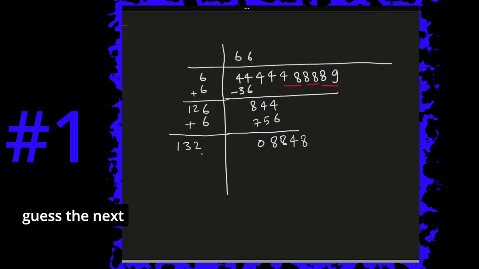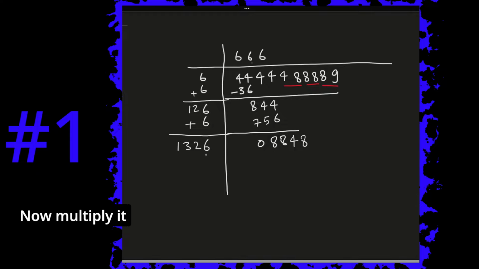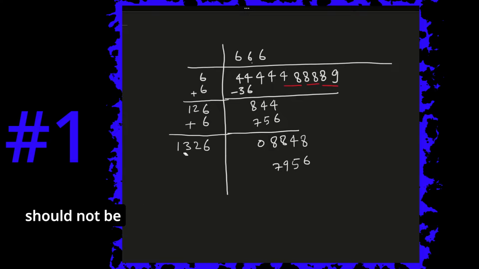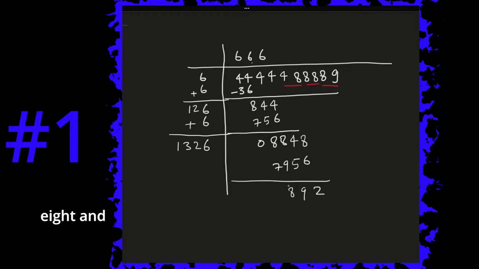Okay, now let's guess the next number and put it right here. Let's guess 6. Now multiply. 6 sixes are 36, 3; 6 twos are 12, 3 is 15, 1; 6 threes are 18, 1 is 19, and again 1; 6 ones are 6, and 1 is 7, right? So it is less than this number, and the remainder should not be greater than this. Okay, so now let's subtract it. Here 2 and 9, and it becomes, I think, 8. Yeah, 8, and here is 0.